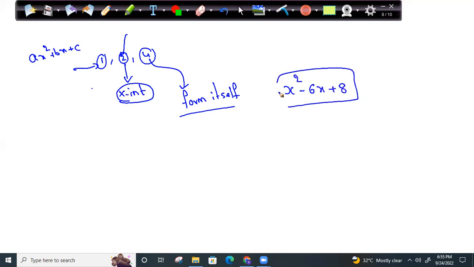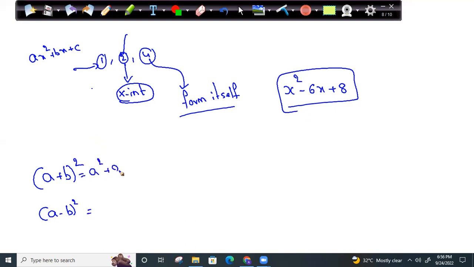I have x square minus 6x plus 8. I try to make it as a perfect square. See how I'm making it as a perfect square. Everyone in the class should know these two formulas. And these are only the two formulas. Even a 99 years old person, if they are a math student, they remember.